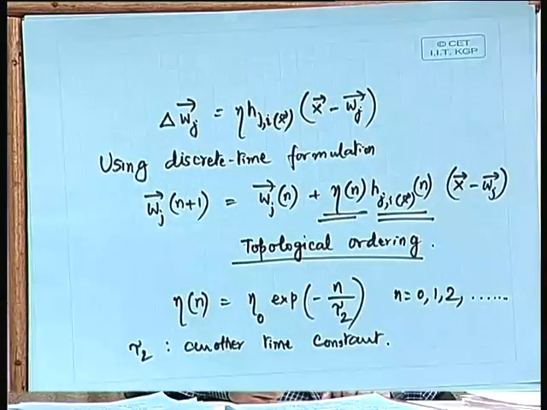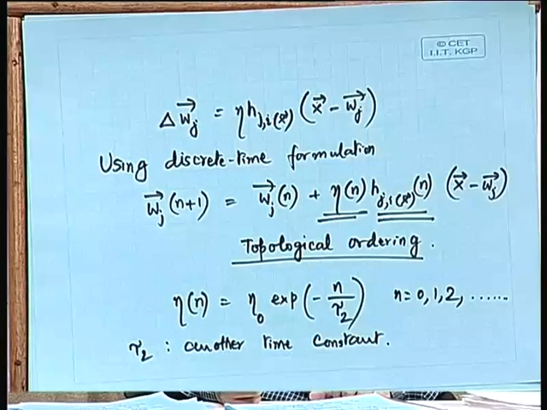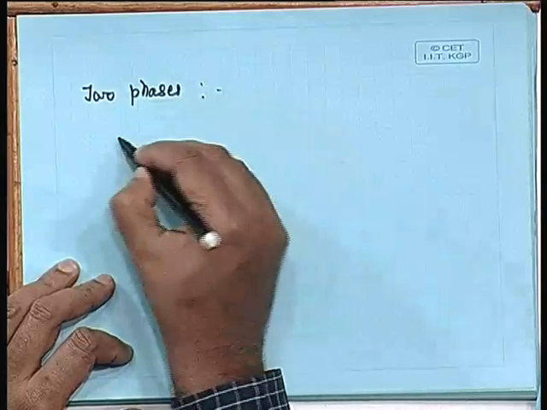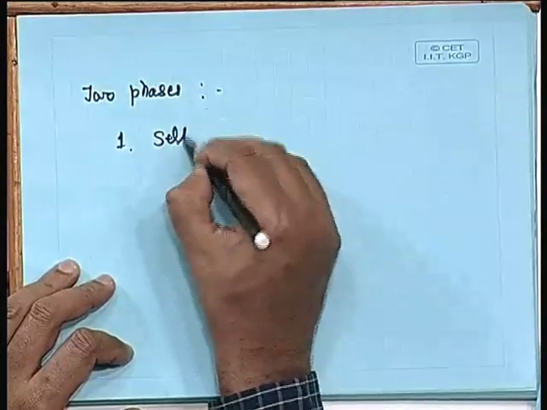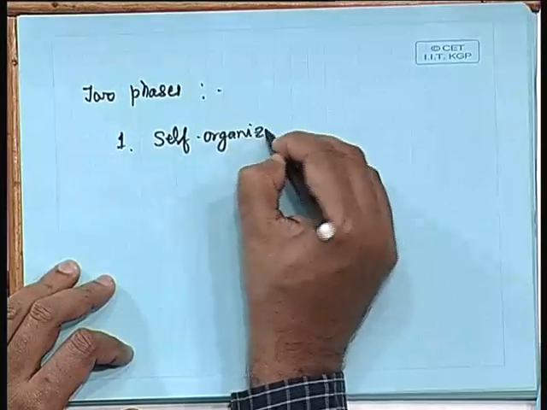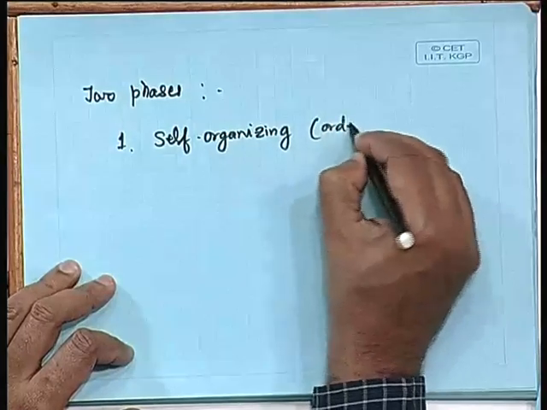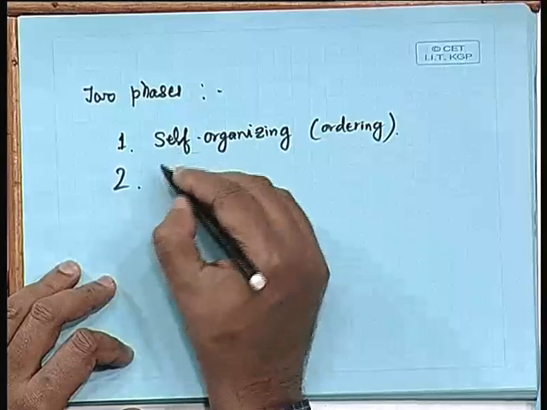Right. So, that is the mechanism of the updating which we have to follow. Now, there are basically two stages of the adaptation. This third process which we have just now described, that is the adaptive process, is actually divided into two sub steps. There are two phases rather. One is the self organizing or what is called the ordering phase, and the second one is known as the convergence phase.